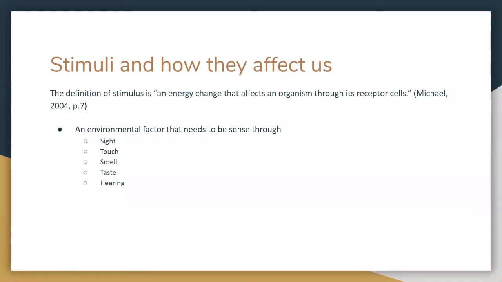Part of a person's environment involves stimuli and how they affect us. The definition of a stimulus is an energy change that affects an organism through its receptor cells. That means any environmental factor that needs to be sensed through sight, touch, smell, taste, or hearing. Okay, so things like hearing noises, seeing certain things, smelling something bad, that could be a stimulus that can evoke a behavior from us.